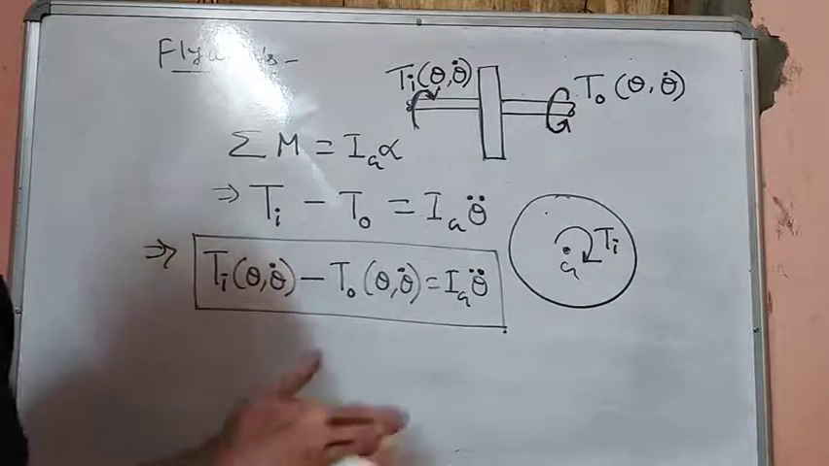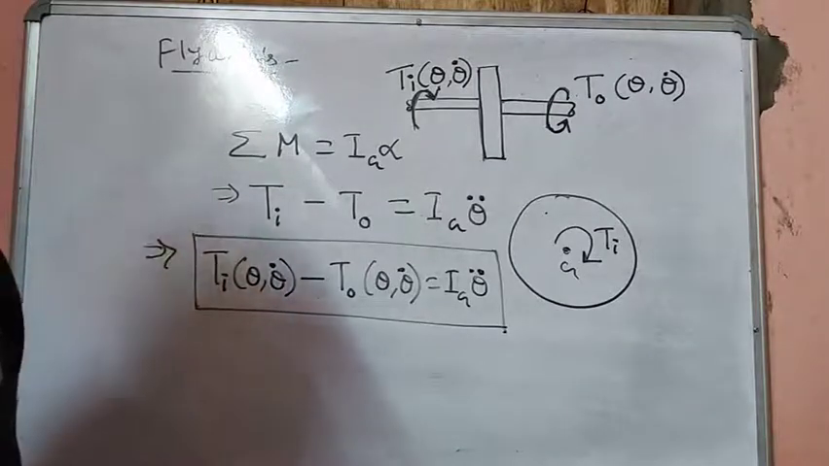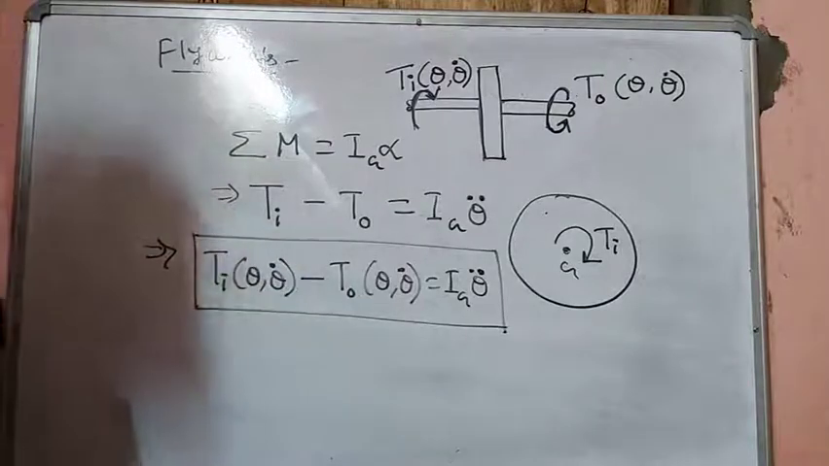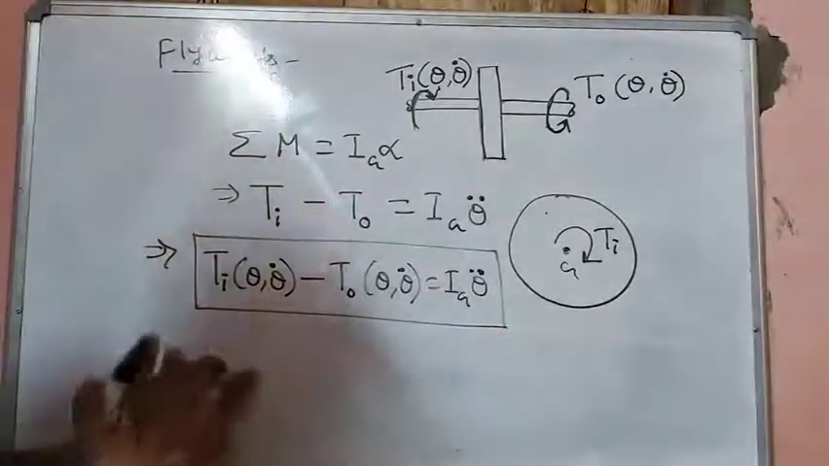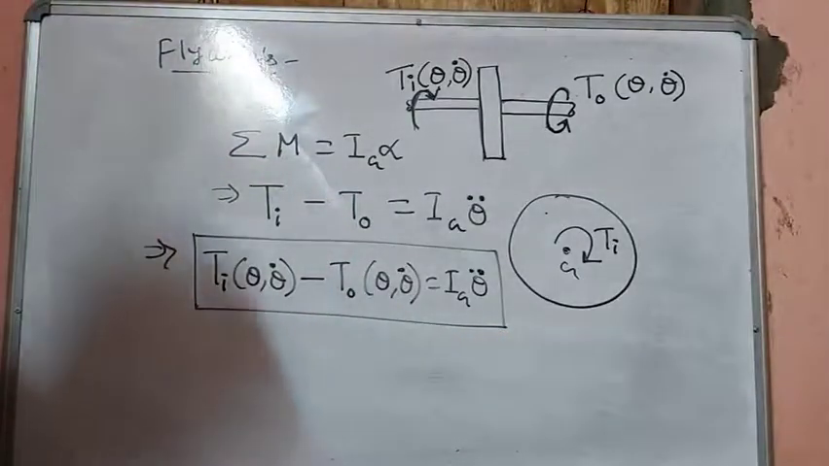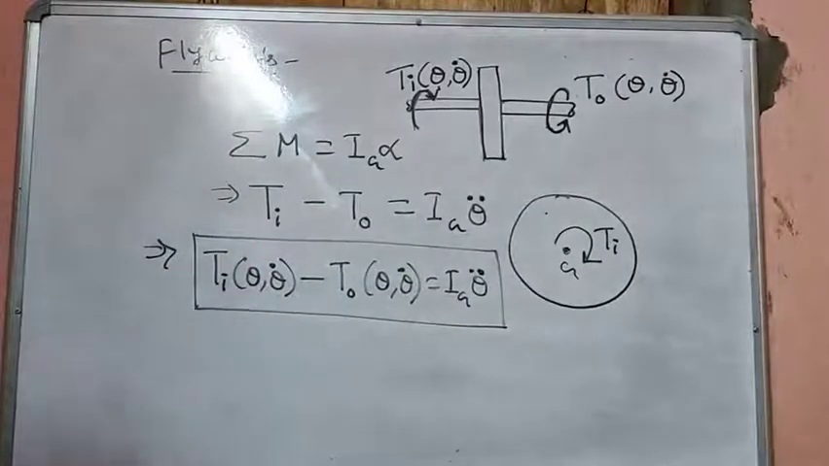Maybe analytically or numerically, that's a different thing, but we can solve to get the angular velocity, acceleration and angular position at any instant of time. So this is our basic equation of motion for the flywheel. This equation we will use frequently. We have derived it from Euler's law.